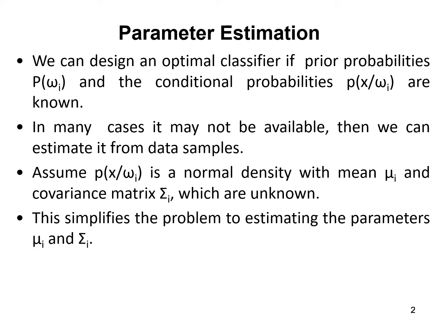Assume P of x given omega i is a normal density with mean mu i and covariance matrix sigma i, which are unknown. This simplifies the problem to estimating the parameters mu i and sigma i, because we have already assumed the probability distribution.